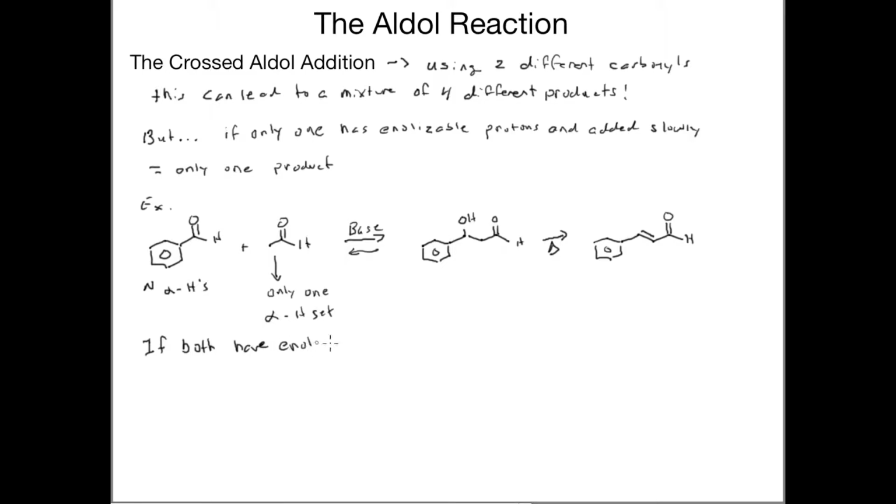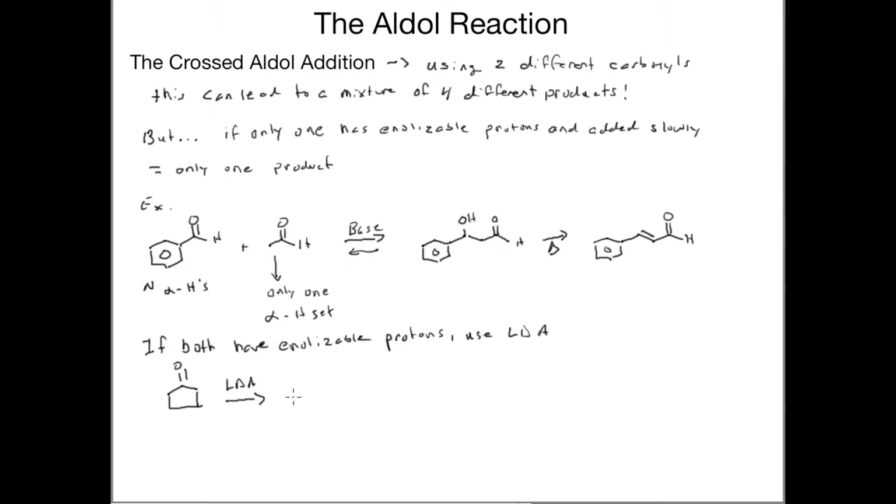What if both of the guys that I'm using here have enolizable protons? Then what I need to do is I want to completely enolize one of them, and I'm going to use LDA to do this. So here's my example. I'm going to take cyclopentanone. Going to form the enolate completely with cyclopentanone.